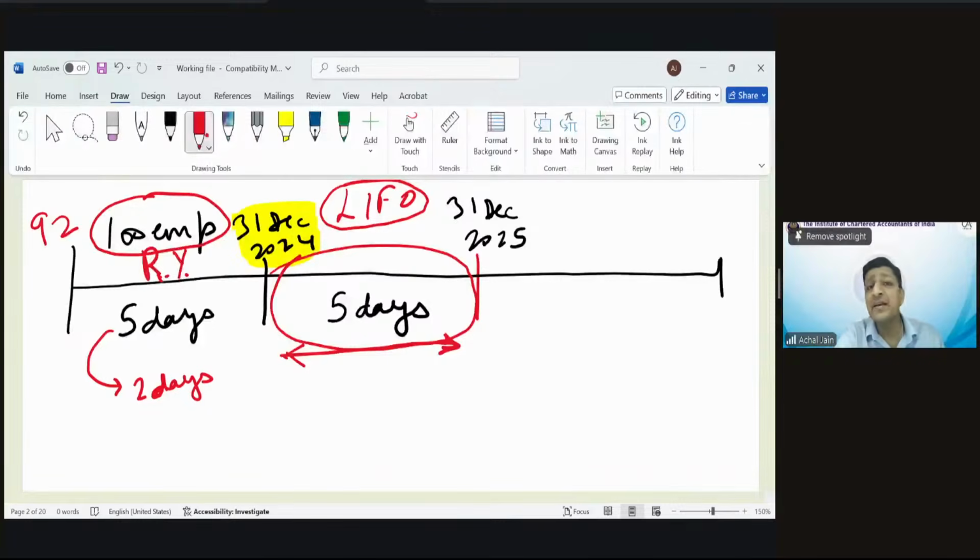And the remaining 8 employees. Okay, so 92 will avail how many? 5. And the remaining 8 employees will avail 6.5 days of leaves in the next year. Next year means the year ending 31st December 25.